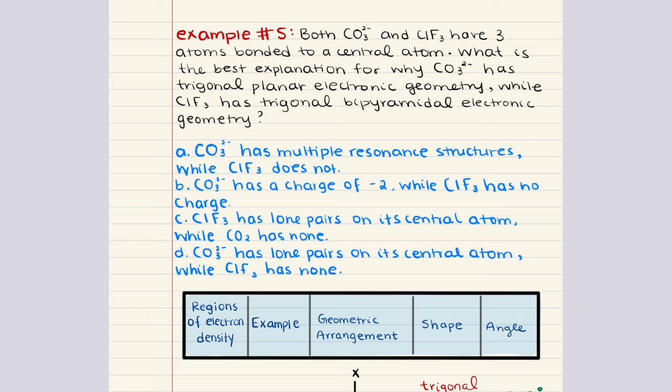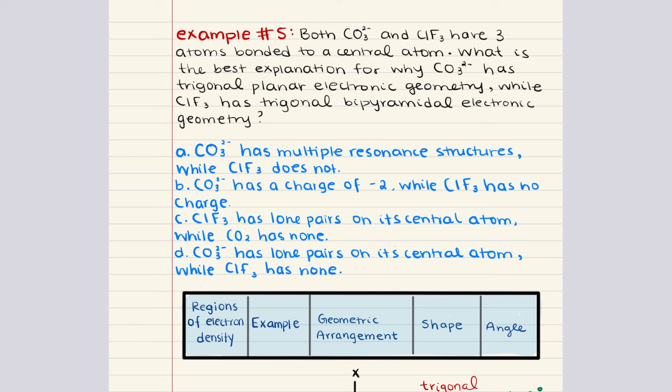Problem 5 reads, both carbonate and chlorine trifluoride have 3 atoms bonded to a central atom. What is the best explanation for why carbonate has trigonal planar electronic geometry, while chlorine trifluoride has trigonal bipyramidal electronic geometry? To be able to answer this question, we need to recall our principles of electronic geometry and VSEPR theory. This theory helps predict the shape of molecules based on the repulsions between electron pairs around a central atom.